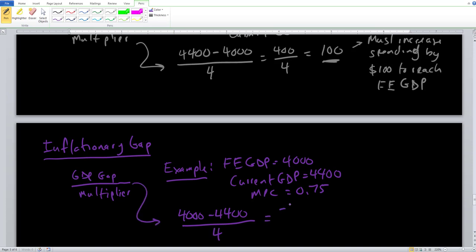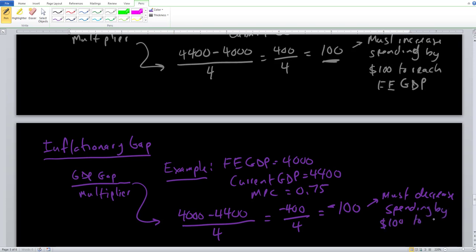And then you're going to get minus 400 over 4. Now here, remember that negative signs do matter. When we simplify all this, we get minus 100. So what exactly does this minus 100 tell us in this instance? It just says that we must decrease spending by $100 to reach full employment GDP. So here, it just tells us the opposite direction.